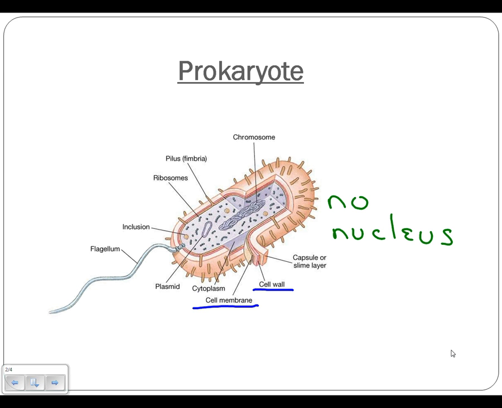So remember that prokaryotes do not have a nucleus. The chromosomes, those are just dispersed throughout the cell. And of course, you see ribosomes because they do have to go through protein synthesis just as we do. But aside from that, there are no membrane-bound organelles.